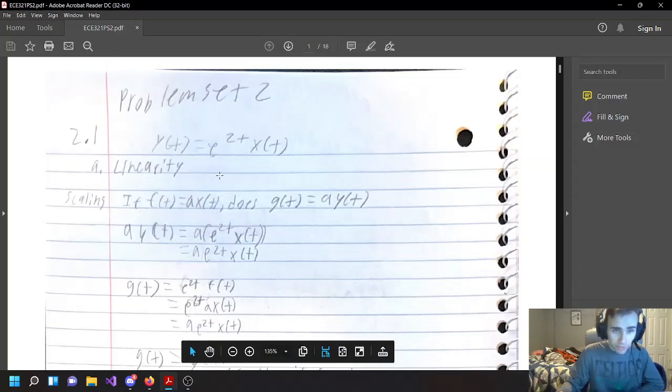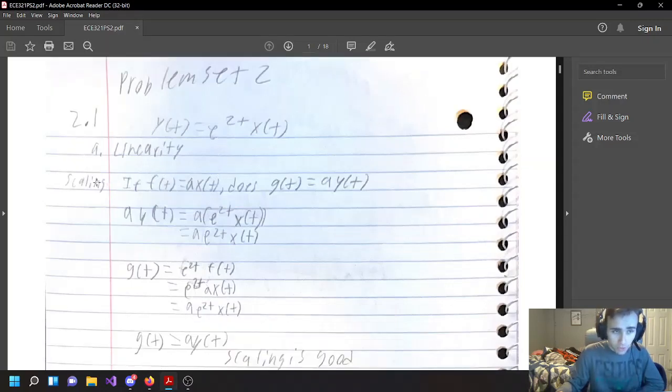Going to check for linearity first. We have the scaling key question. So linear is scaling and additivity. And so for scaling, it's f of t. If f of t equals a x of t, does g of t equal a y of t?